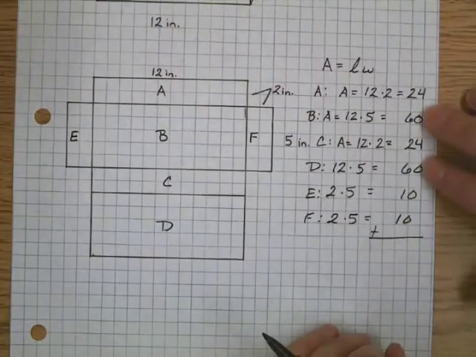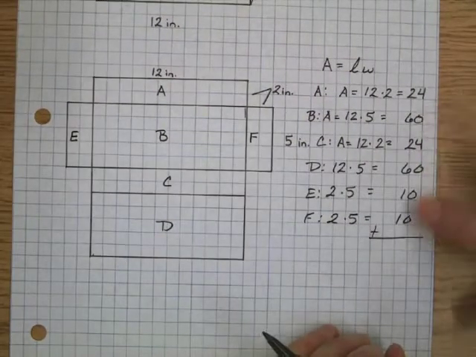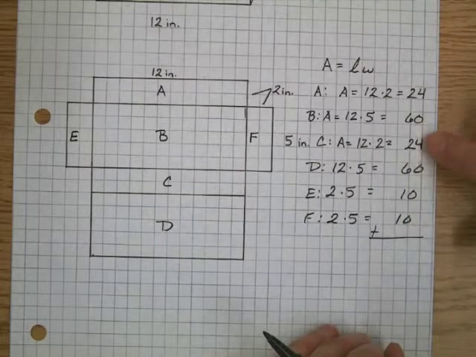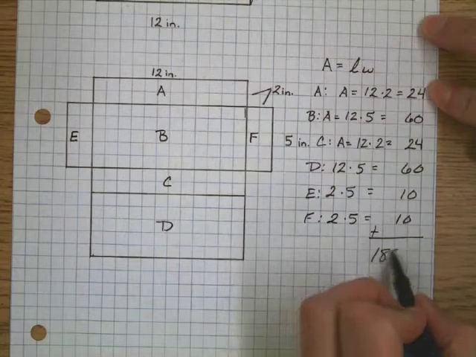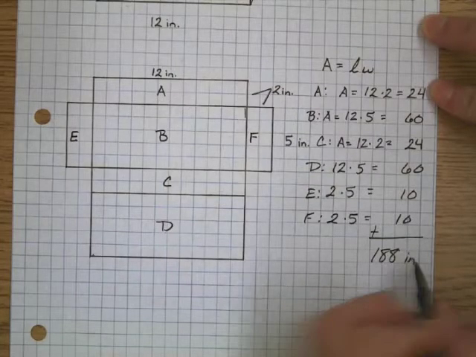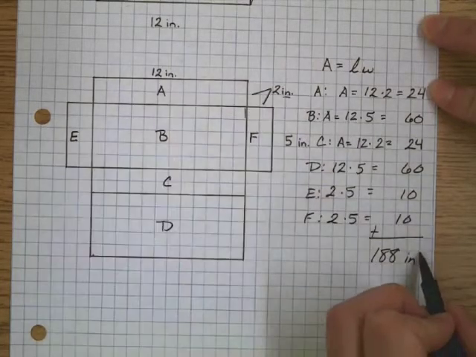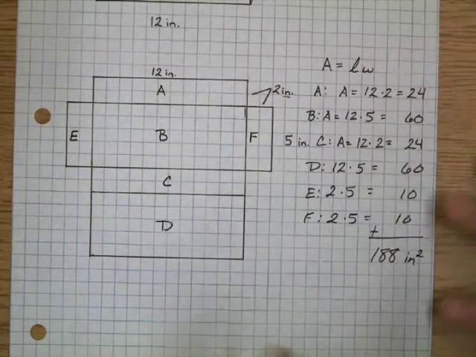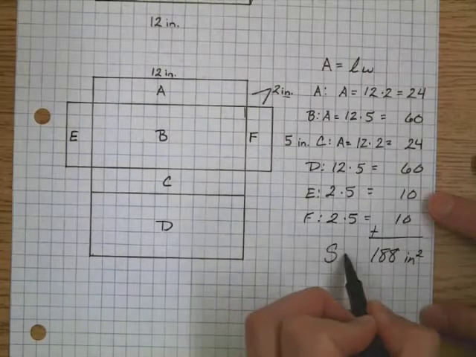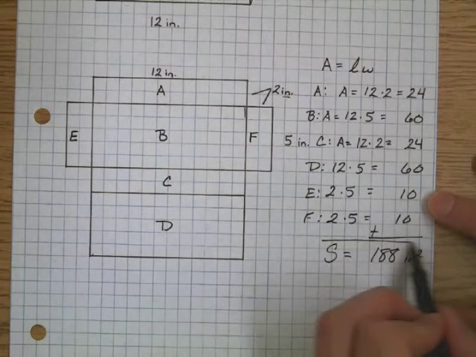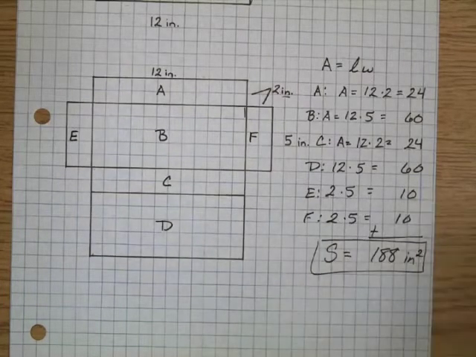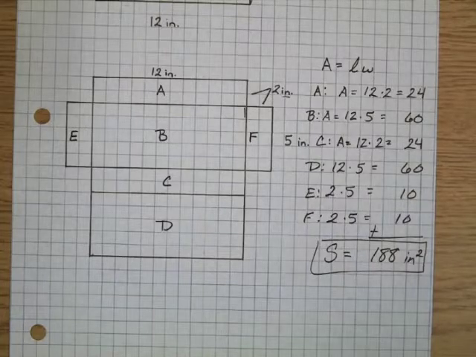So 60 plus 60 is 120, 130, 140, 164, 188. And that was inches. And since it's area, they're square inches. So we can say the surface area, which is oftentimes designated with a capital S, our surface area for this figure is 188 square inches.